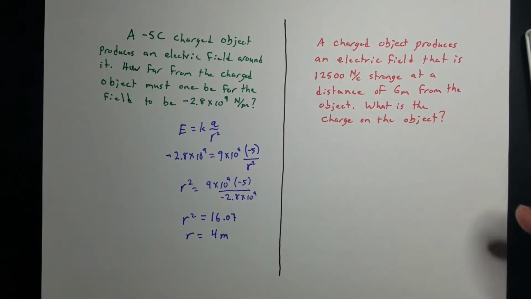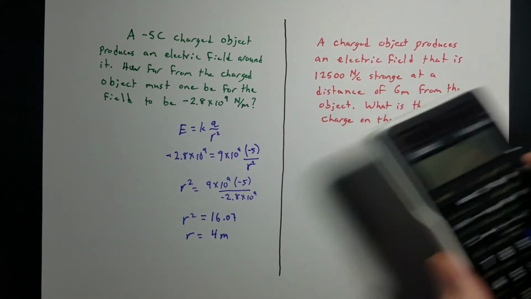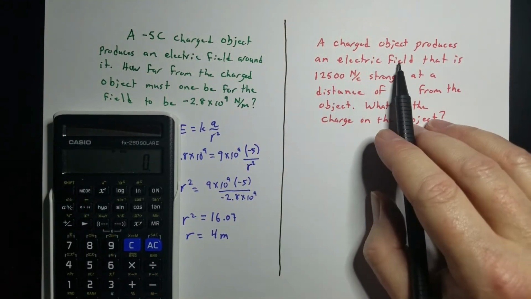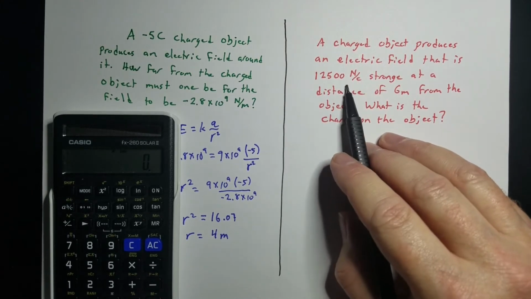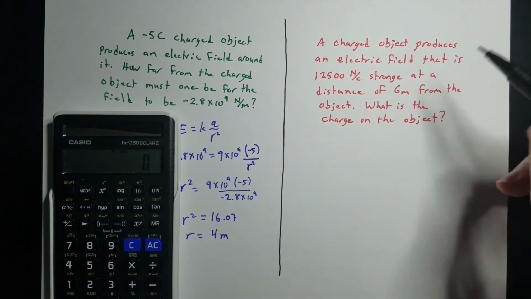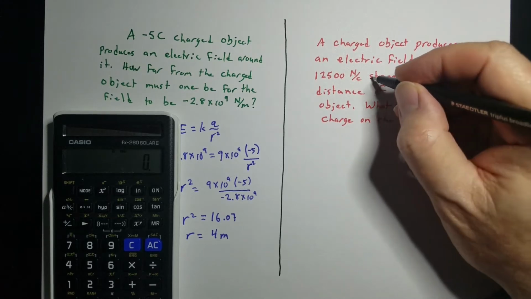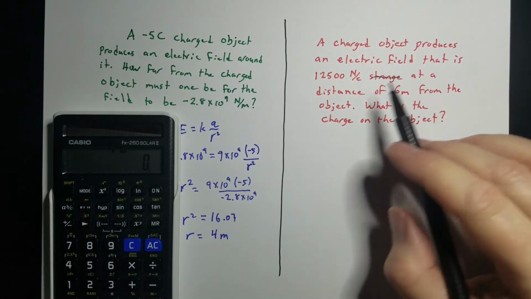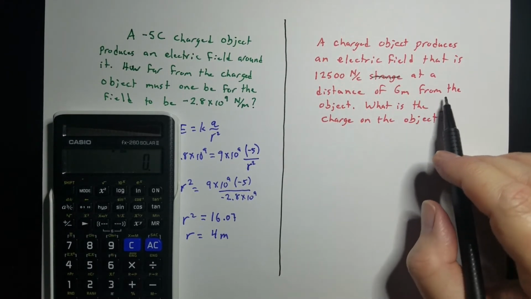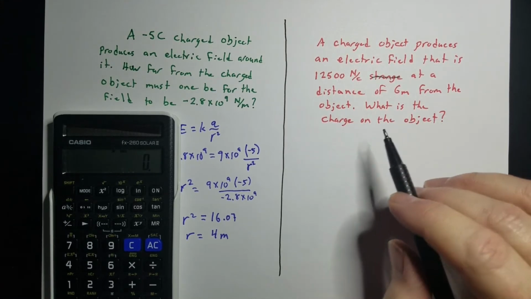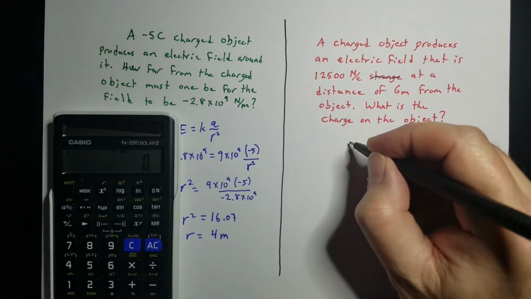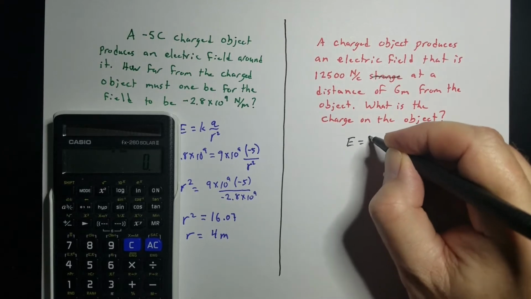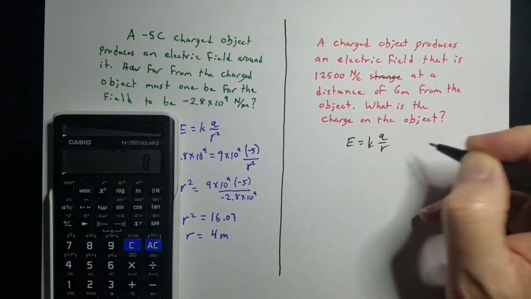Let's do one where we actually find the value of the charge. A charged object produces an electric field that has that value, strong, misspelled strong, at a distance of 6 meters from the object. What is the charge of the object? So again, E equals kQ over r squared.